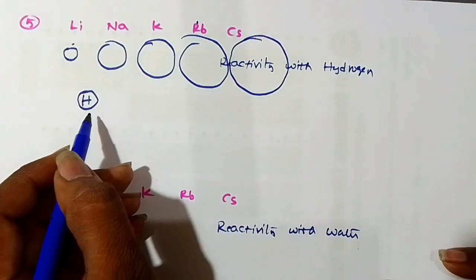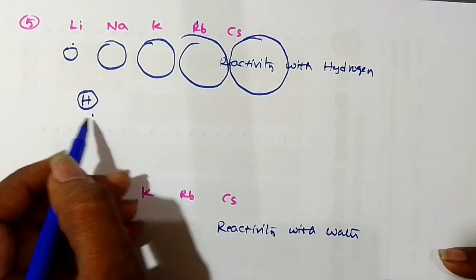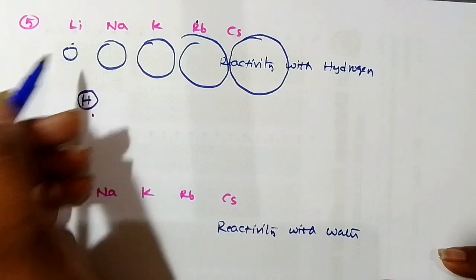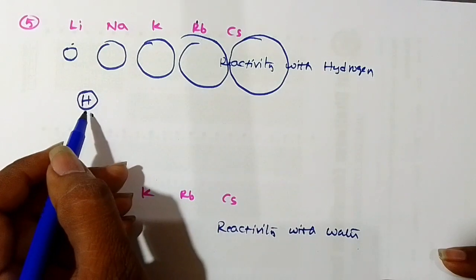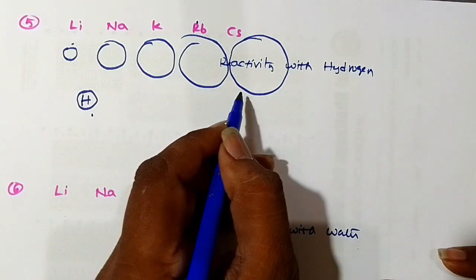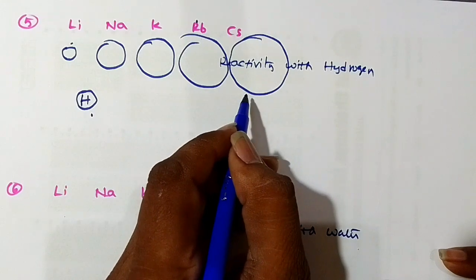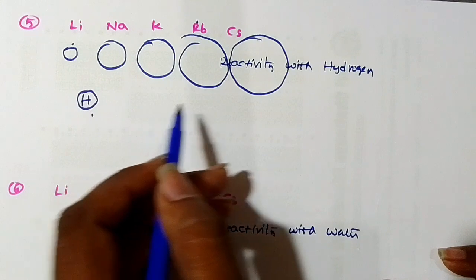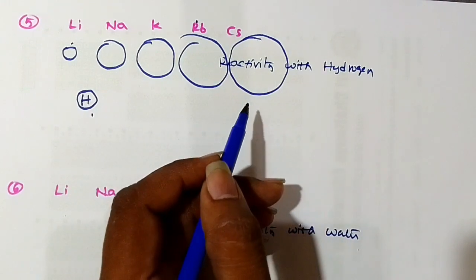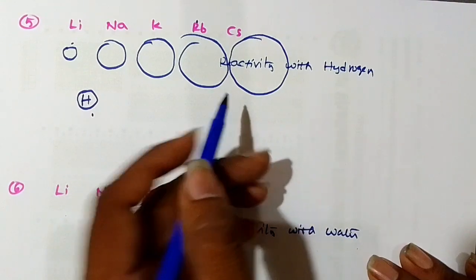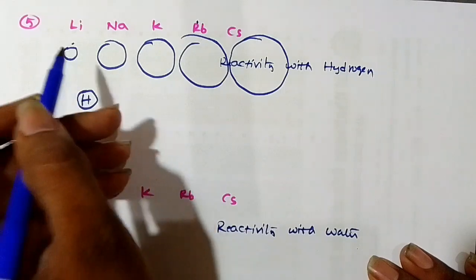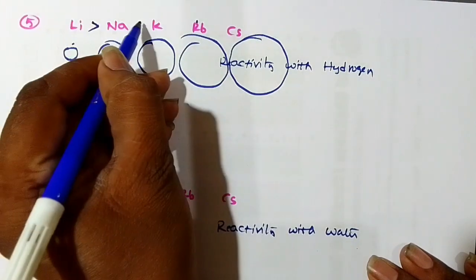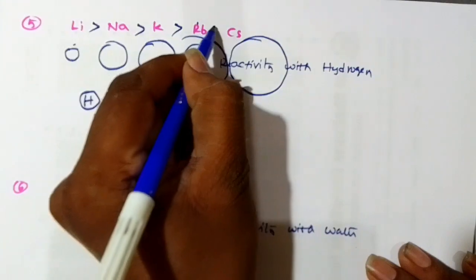So the small size hydrogen atom can react with the small size atom very effectively, but the small size hydrogen atom cannot react with the big size atom effectively. So this small size atom cannot react with the big size atom effectively. That's why the small size atom can react with the small size atom very effectively. So the order is like this.